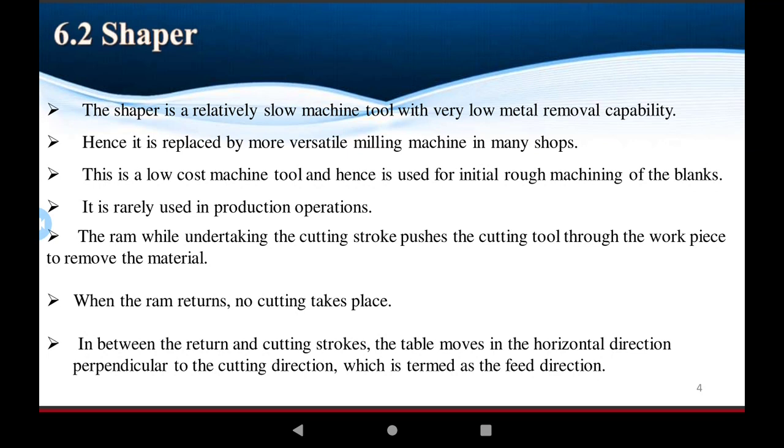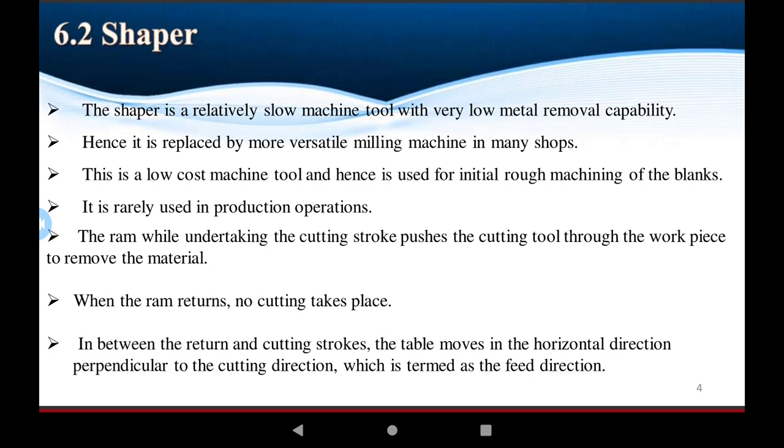The cutting stroke is known as the forward stroke. In the forward direction of motion, the cutting tool passes through the workpiece and removes the material. The forward motion of the ram removes material from the surface of the workpiece, and when the ram returns, no cutting takes place. The return motion of the tool involves no cutting operation on this machine.